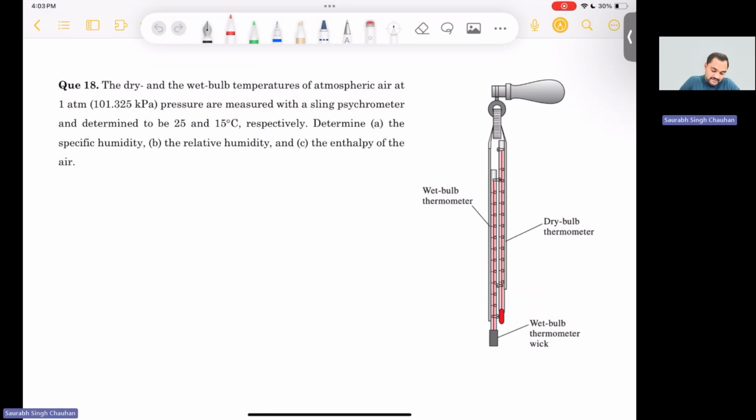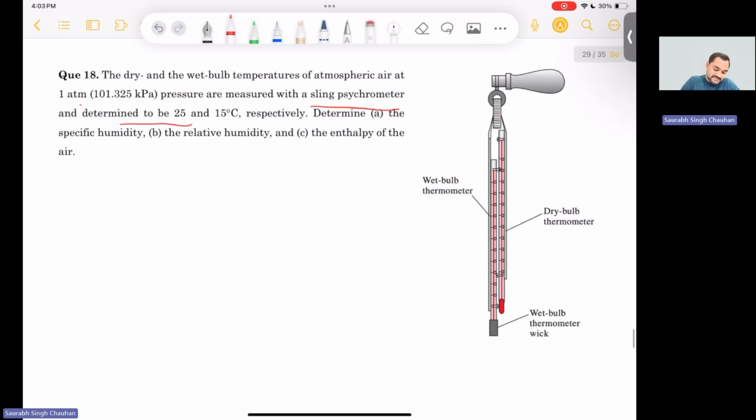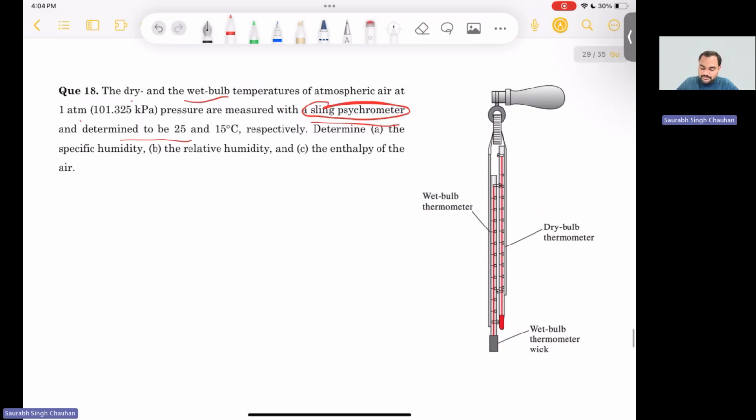Question number 18 says the dry and wet bulb temperature of atmospheric pressure at 1 atm pressure are measured using a sling psychrometer and determined to be 25 and 15 degrees respectively. Okay, so we have discussed what is dry bulb temperature and wet bulb temperature. So this is a sling psychrometer, a device which can be used to measure the humidity using these two quantities, wet bulb temperature and dry bulb temperature.